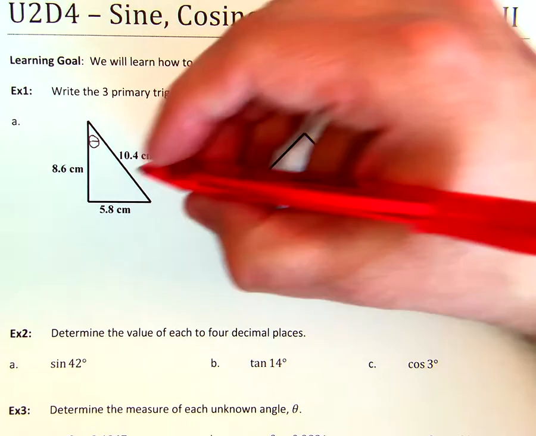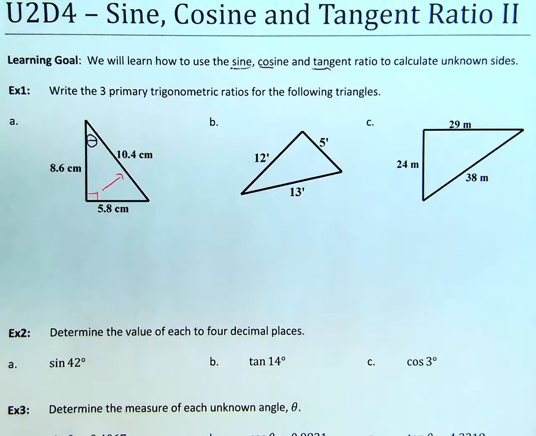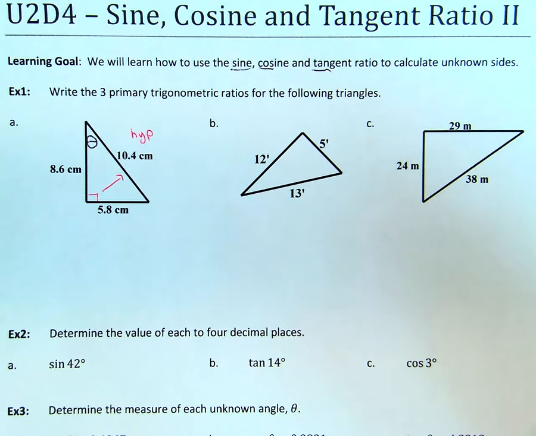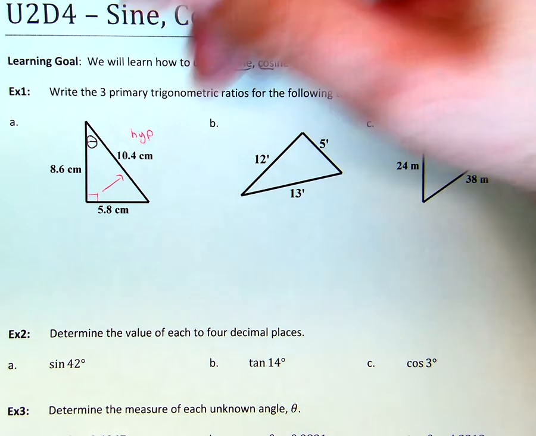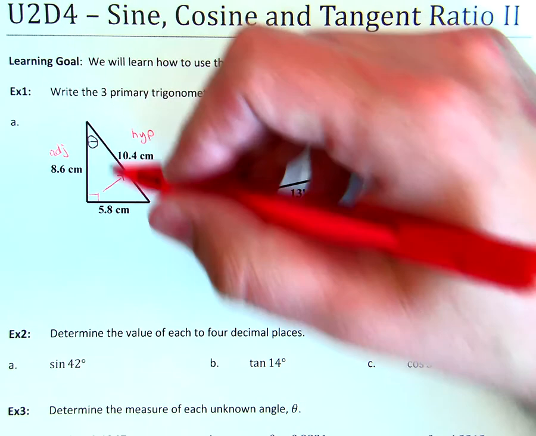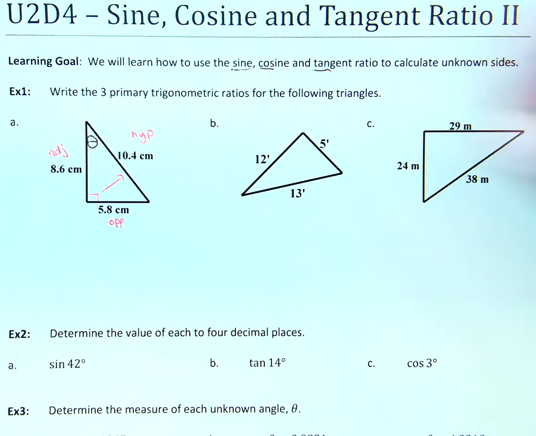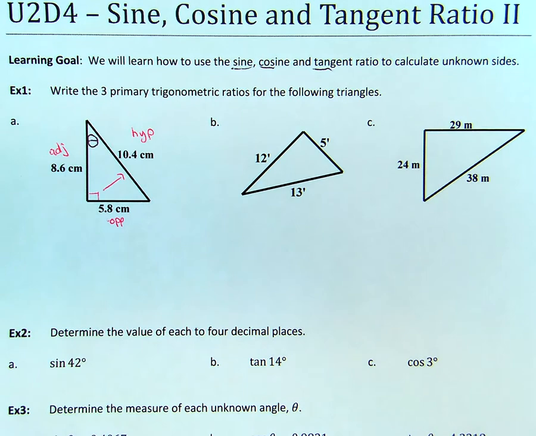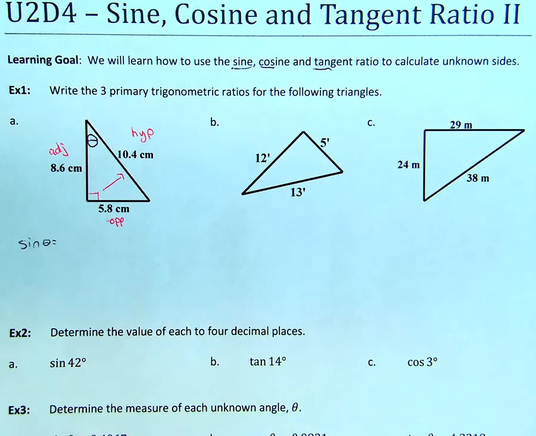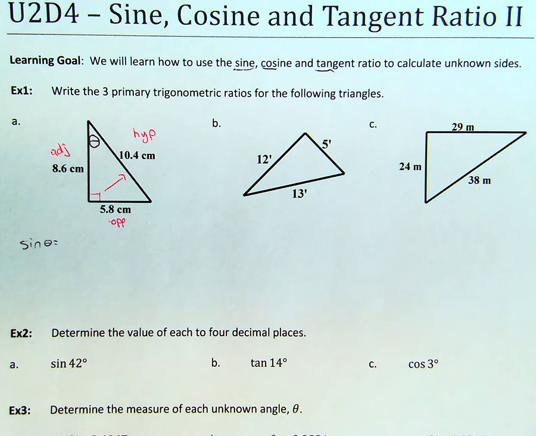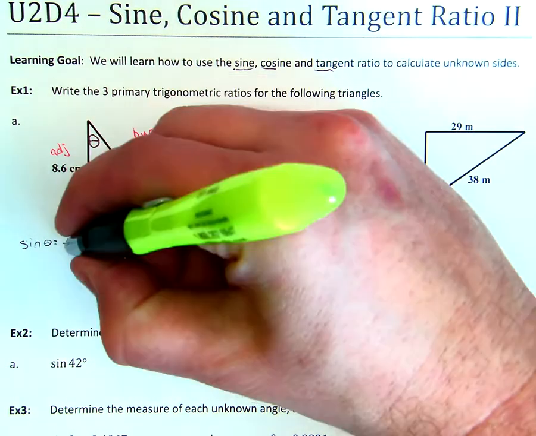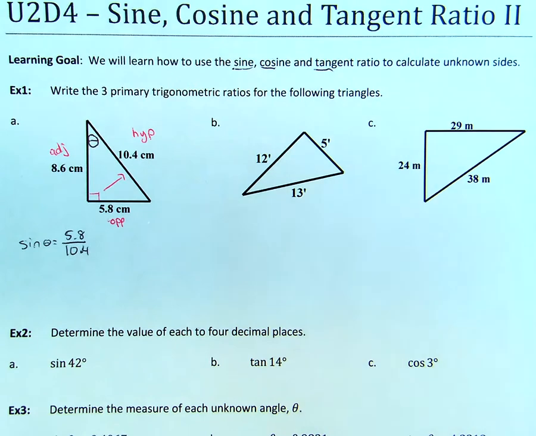We know that the 10.4, because it's across from the right angle, will be the hypotenuse. The 8.6 is adjacent to the theta, or beside the theta, so that's the adjacent. And on the opposite side of the triangle is the 5.8, and that's the opposite side. So then to write the three trig ratios, I'm going to have sine theta equals, and sine is opposite over hypotenuse from the chart, so you would have 5.8 over 10.4, and that's the ratio.